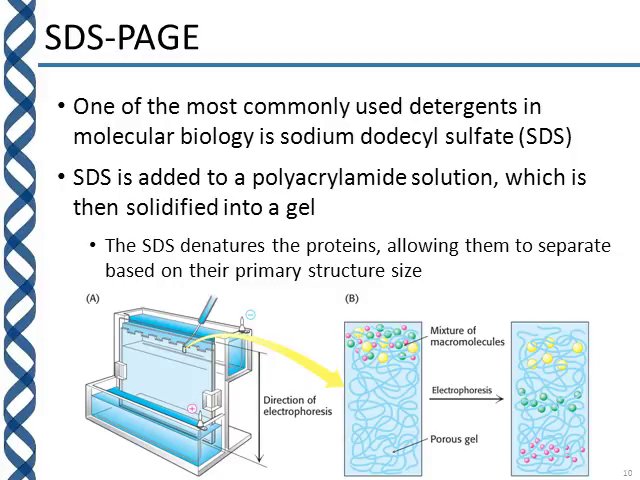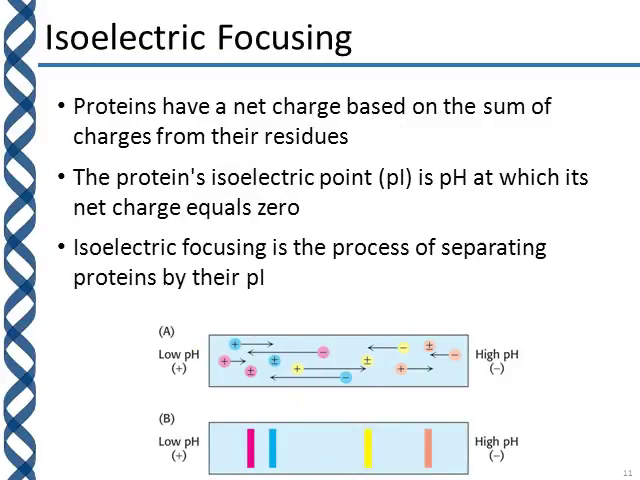And this allows you to then calculate the molecular weights based on the migration of a protein through the gel. Another form of electrophoresis is isoelectric focusing. Proteins have a net charge based on the sum of the charges of all their amino acid residues. The protein's isoelectric point, or pI, is the pH at which all net charge equals 0. Isoelectric focusing is a process of separating proteins based on their pI.